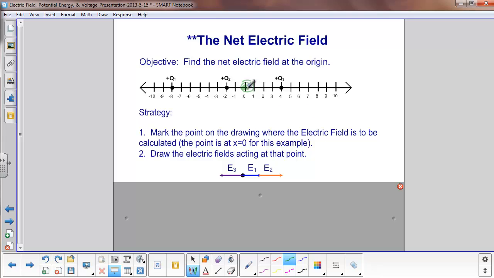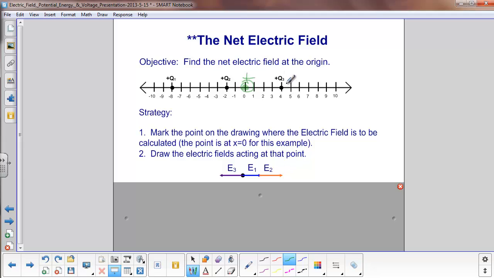For example, at this point, remember, we need a positive test charge. That's the direction of the electric field: the direction that positive test charge would move. So E1, which is the electric field due to Q1, would push the charge to the right. So you can see here E1 going to the right. E2, which is positive, would also push it to the right. So E2 over here would be to the right.